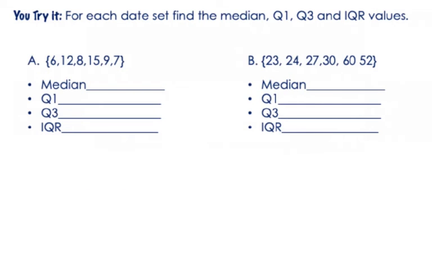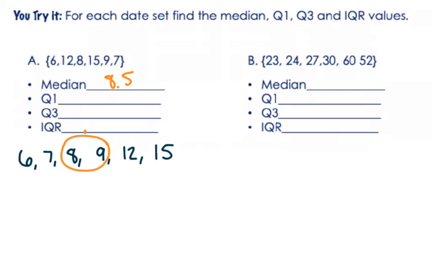Okay. So I want you to try it. I want you to find the median, tell me what Q1 is, what Q3 is, and then what IQR is, using the same steps that we just did. So try part A in 1, 2, 3. Okay, so I order my data from least to greatest. My median is between these two numbers, so I'm going to say it's 8.5. Now I'm going to find the median of the lower half, 7. The median of the upper half, 12. And then I'm going to subtract those two numbers, 12 minus 7, and I get 5. So hopefully you got 5 as well.